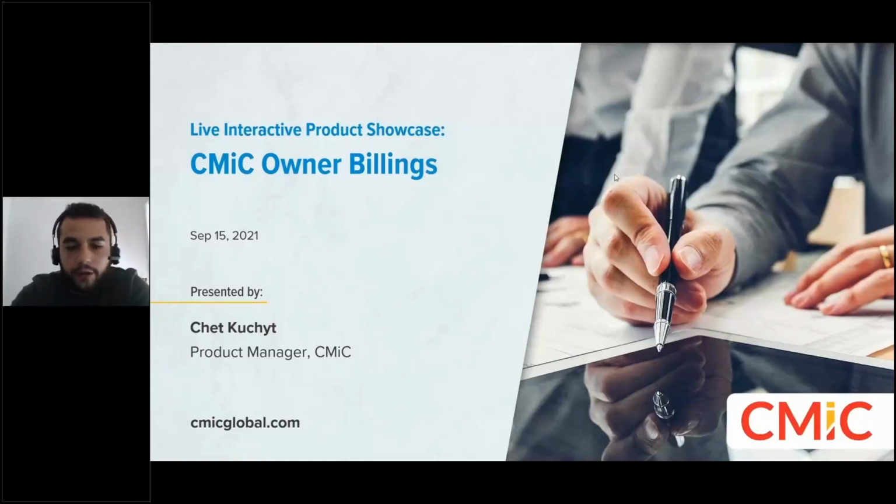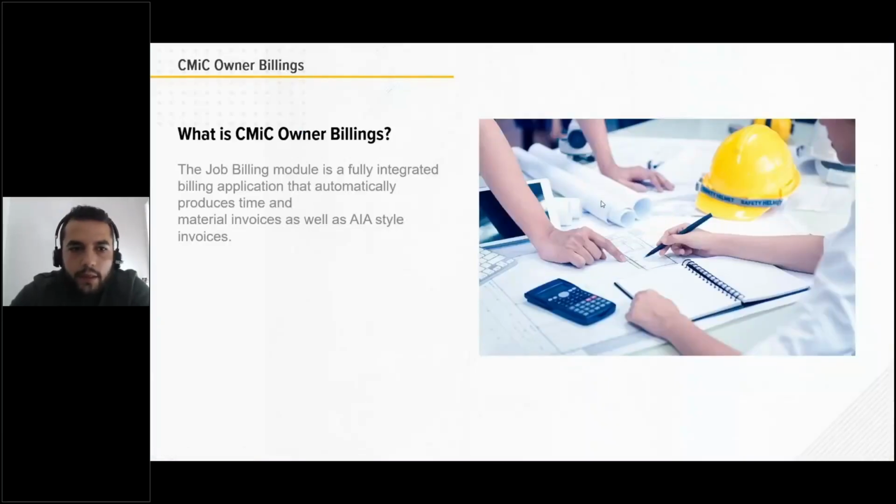This is Chet Cookett, the product manager for Project Controls. So Project Controls, as most of you probably know by now, really involves everything to do with job costing, so budgeting and forecasting, billings, of course, which we'll cover today, change management, subcontract management, and PCIs and things of that nature. And what is CMiC owner billing?